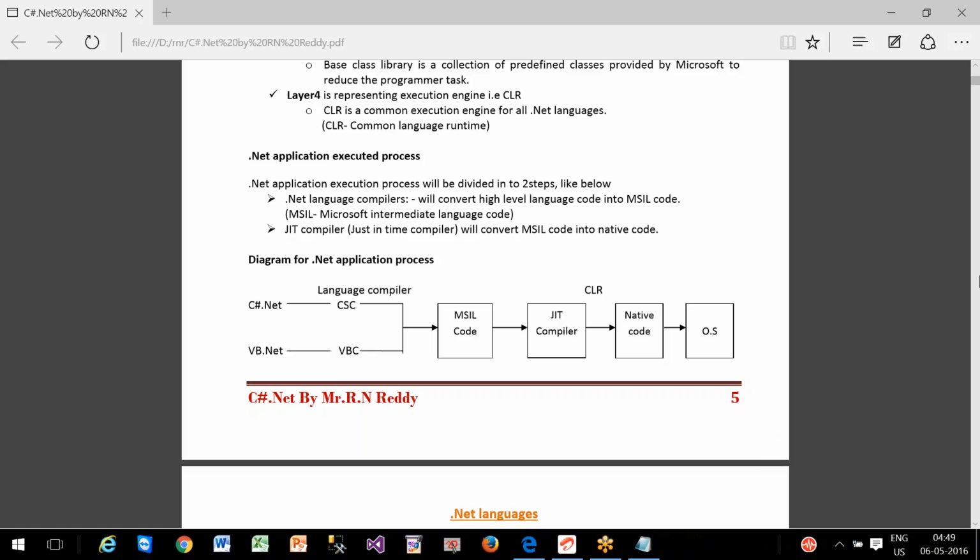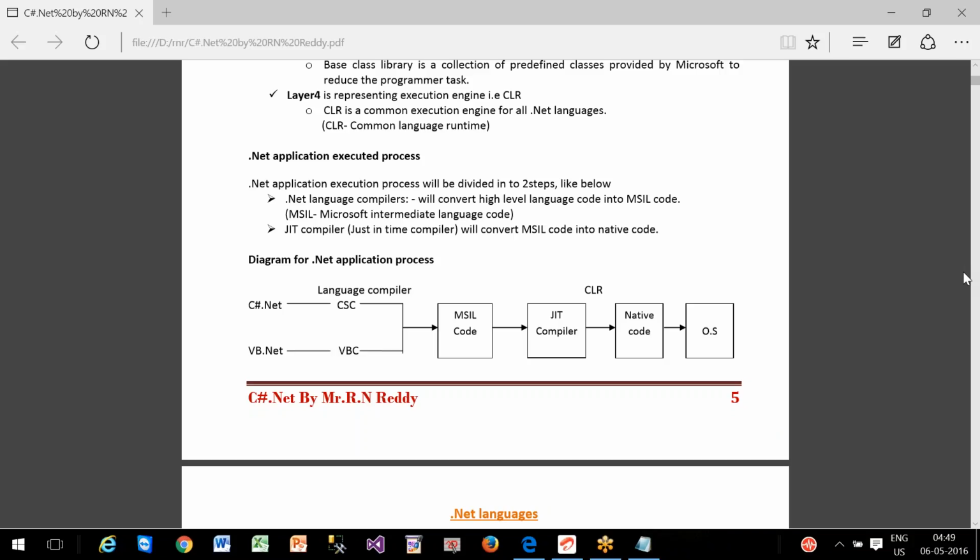Anyone? Pandu, explain. Pandu, explain. Right. Vinil, can you explain? Yes, sir. Yeah, explain.